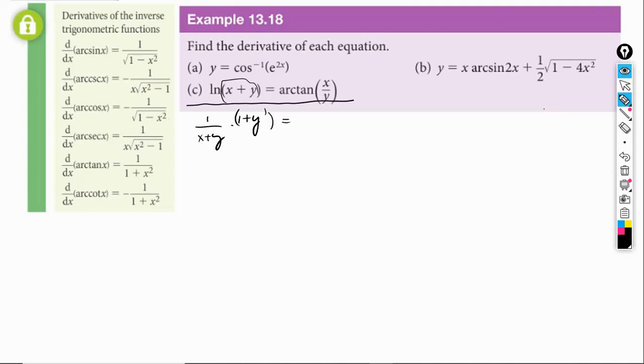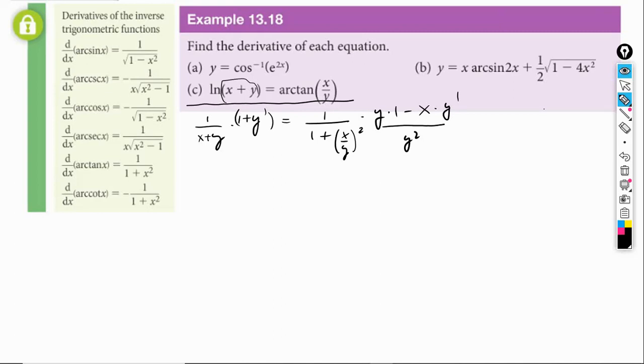And this is going to equal then the derivative of arctangent, which is 1 over 1 plus x squared, but in this case, x over y squared, times, remember, chain rule, the derivative of x over y. So we will have to do the quotient rule. So remember, it's going to be the denominator times the derivative of the numerator minus the numerator times the derivative of the denominator, over the denominator squared. Okay, so now let's multiply this and see what we get.